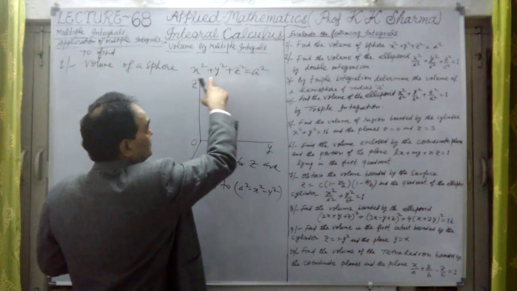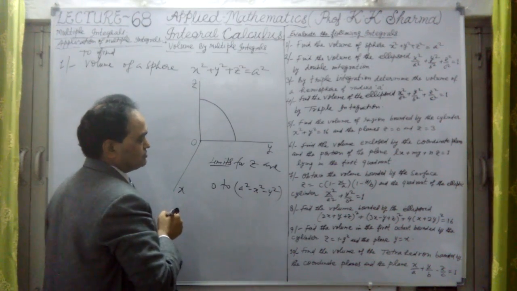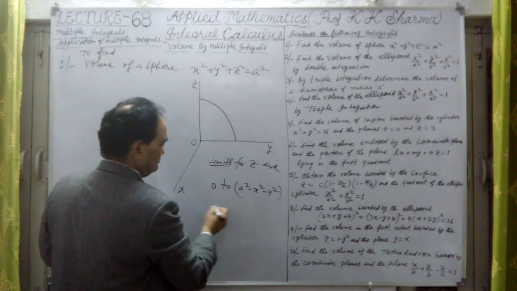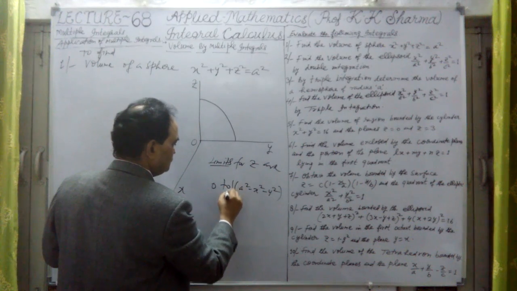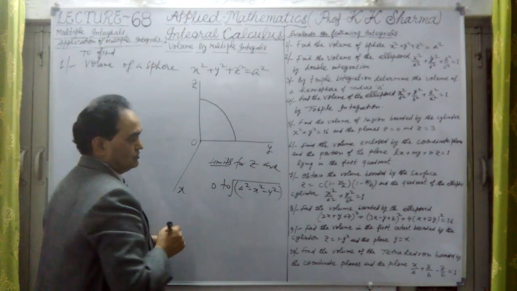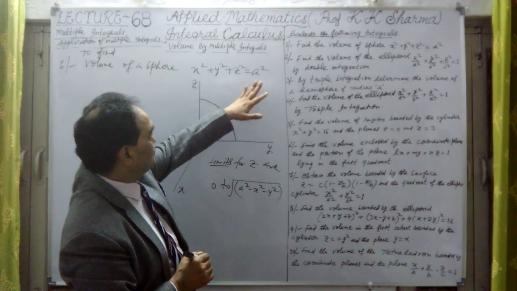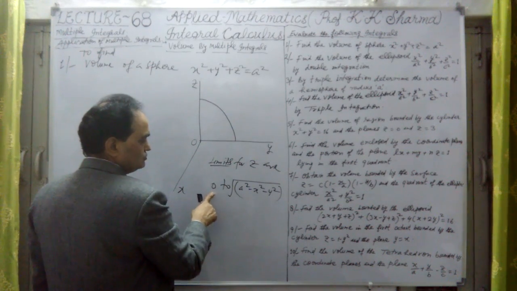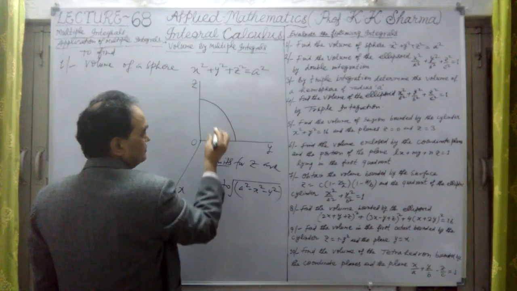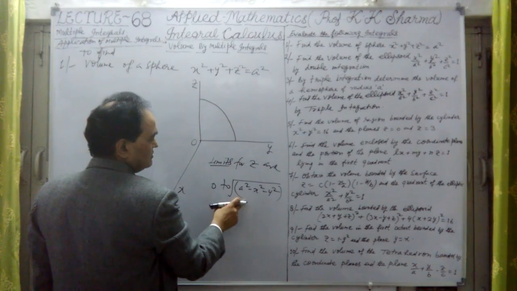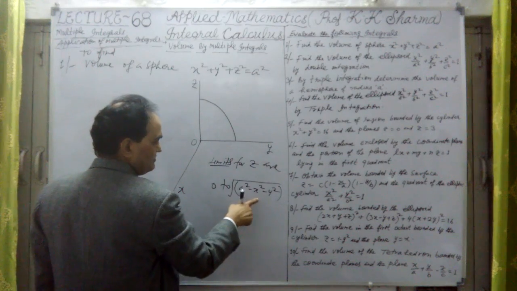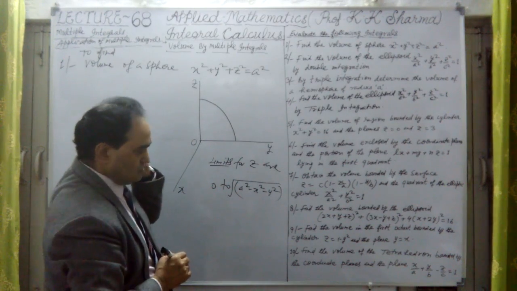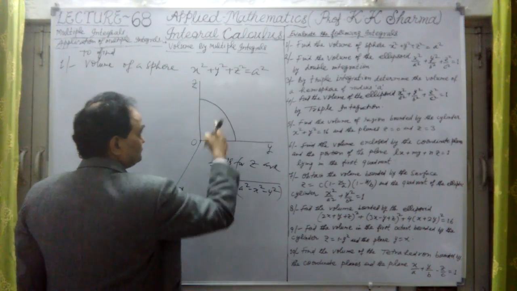We take x square and y square to the other side to get a square minus x square minus y square equal to z square. So z equals the square root of the whole value. The limits for the z variable are 0 to this. Initially z is 0 in the xy plane, and the upper limit is obtained by finding z from the given equation. So this is for z.